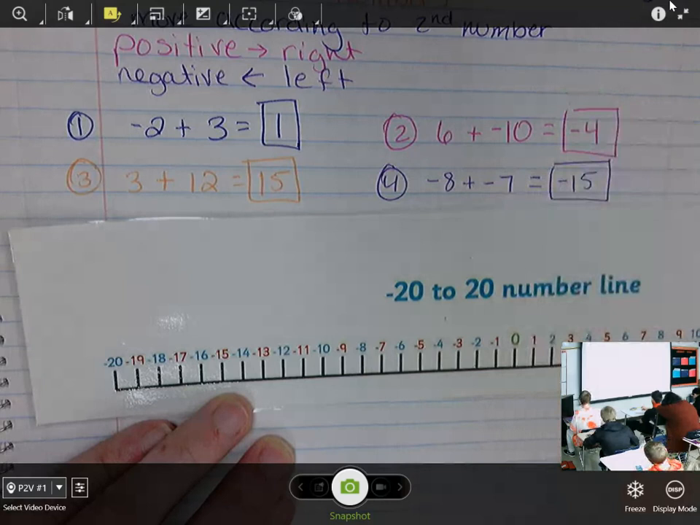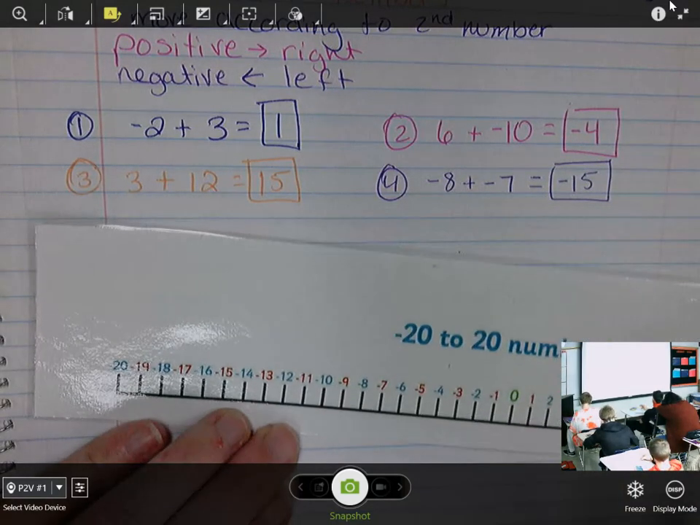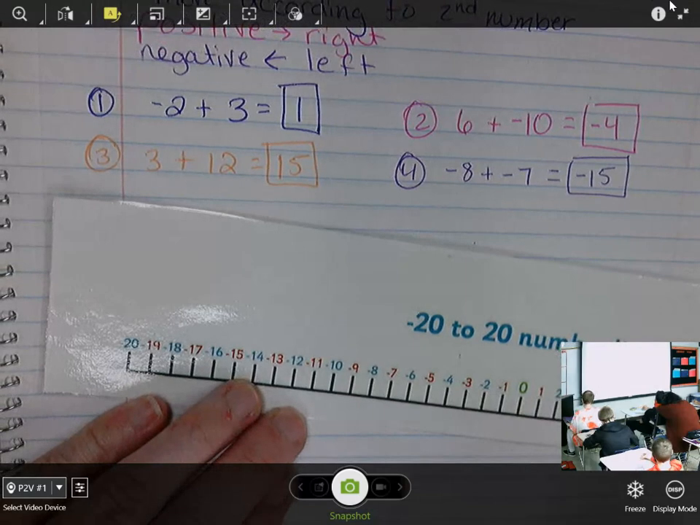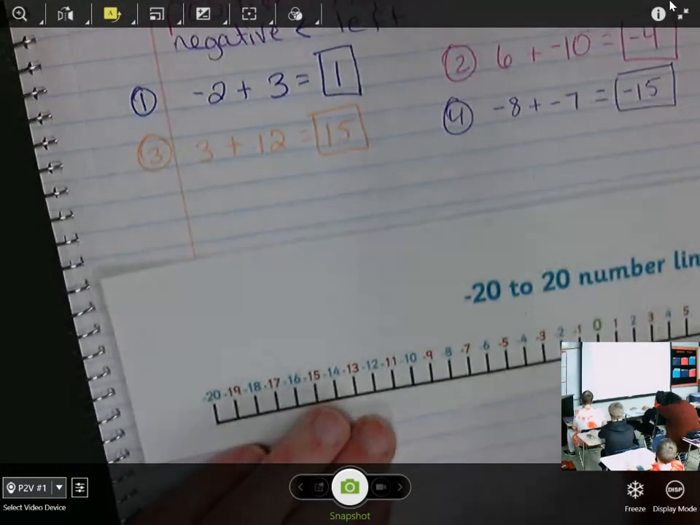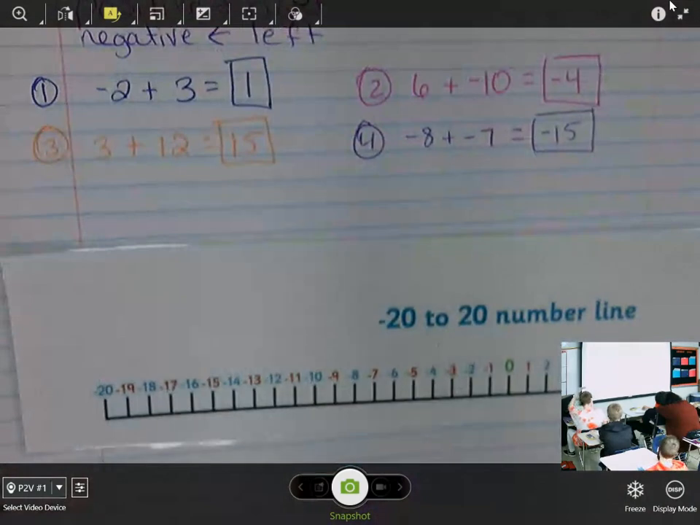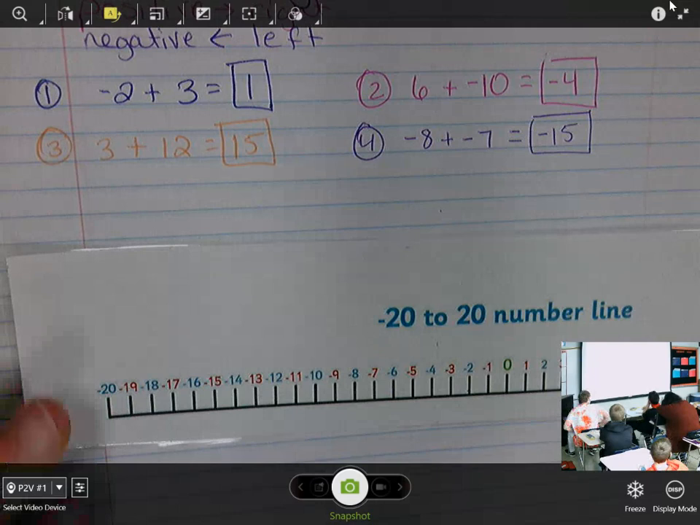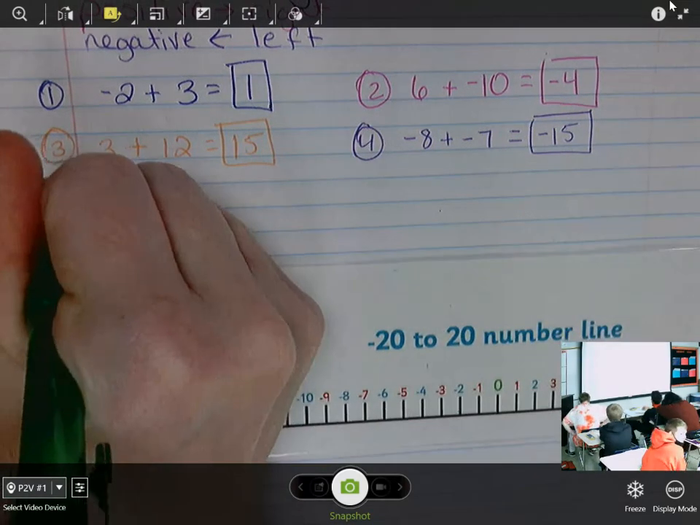Don't two negatives make a positive? No, you're thinking of multiplication. Listen, we're not there yet. That's too hard for us right now. I don't think I can do that one.